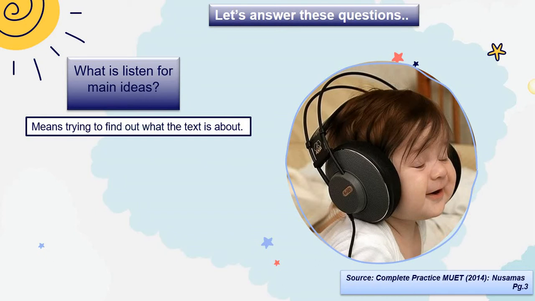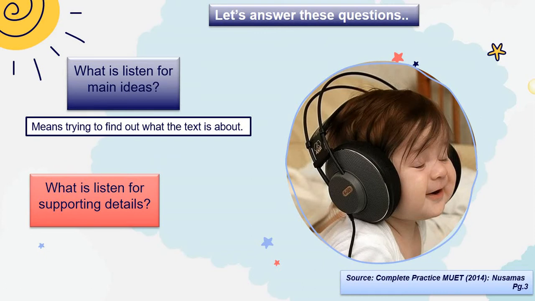It means trying to find out what the text is about. One way to identify the main idea is to take note of all the keywords and summarize them into one sentence.